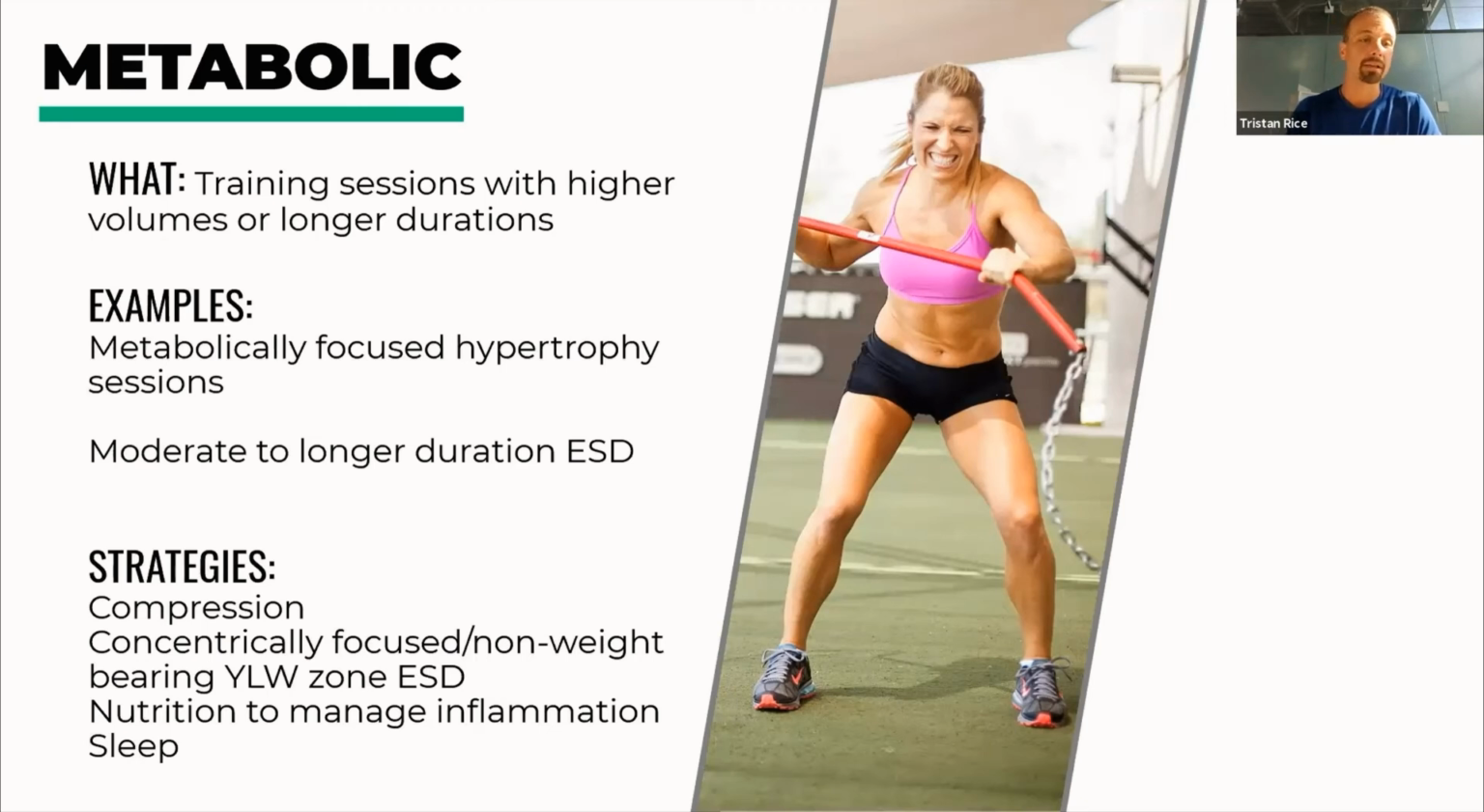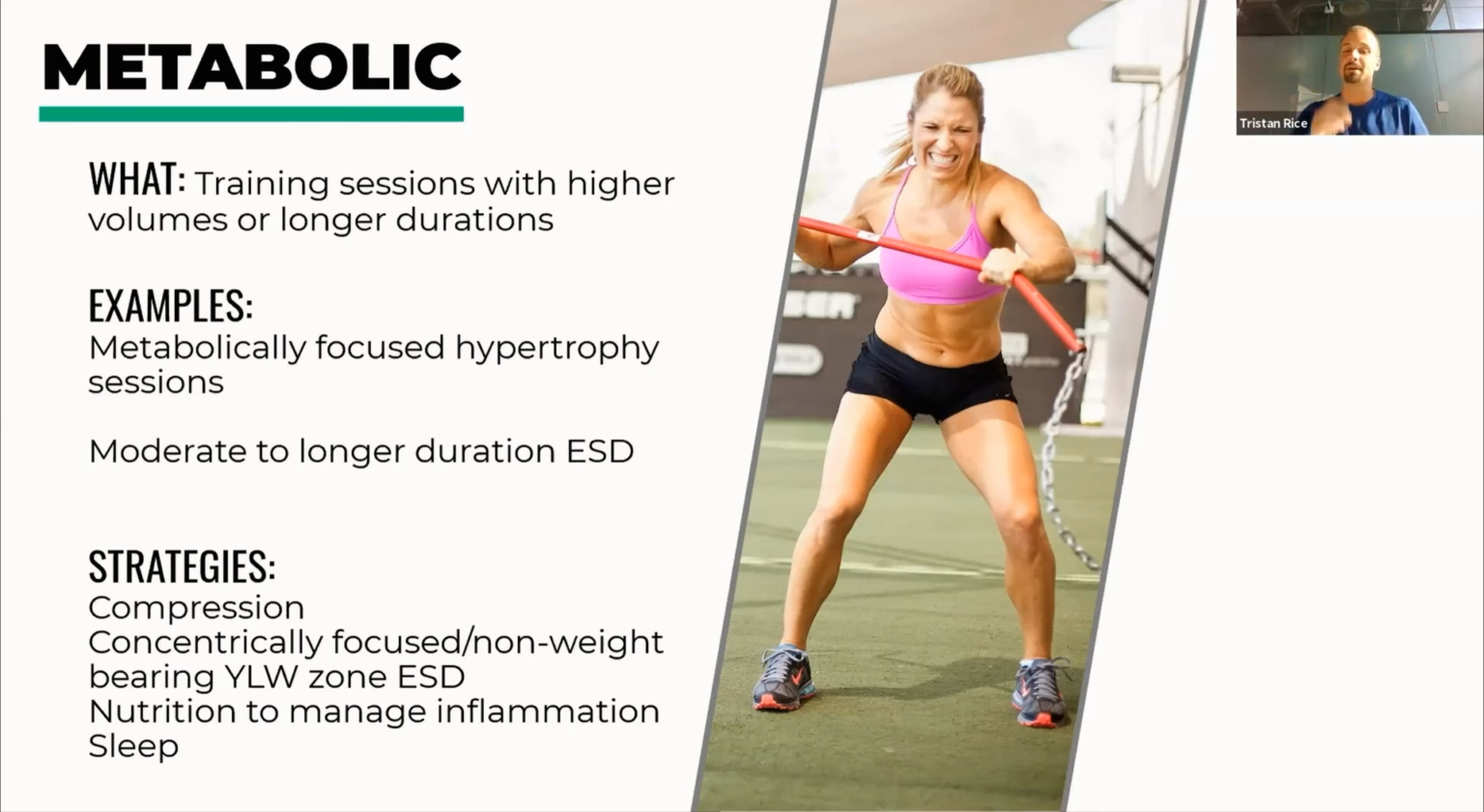So we think about metabolically focused hypertrophy sessions, 3 sets of 12 at maybe 60% of 1 rep max. You think about the difference of that 3 sets of 12 versus 6 sets of 6, right? 3 by 12, you get 36 working reps. 6 by 6, you get 36 working reps. But those are very different 36 reps, aren't they? Right?